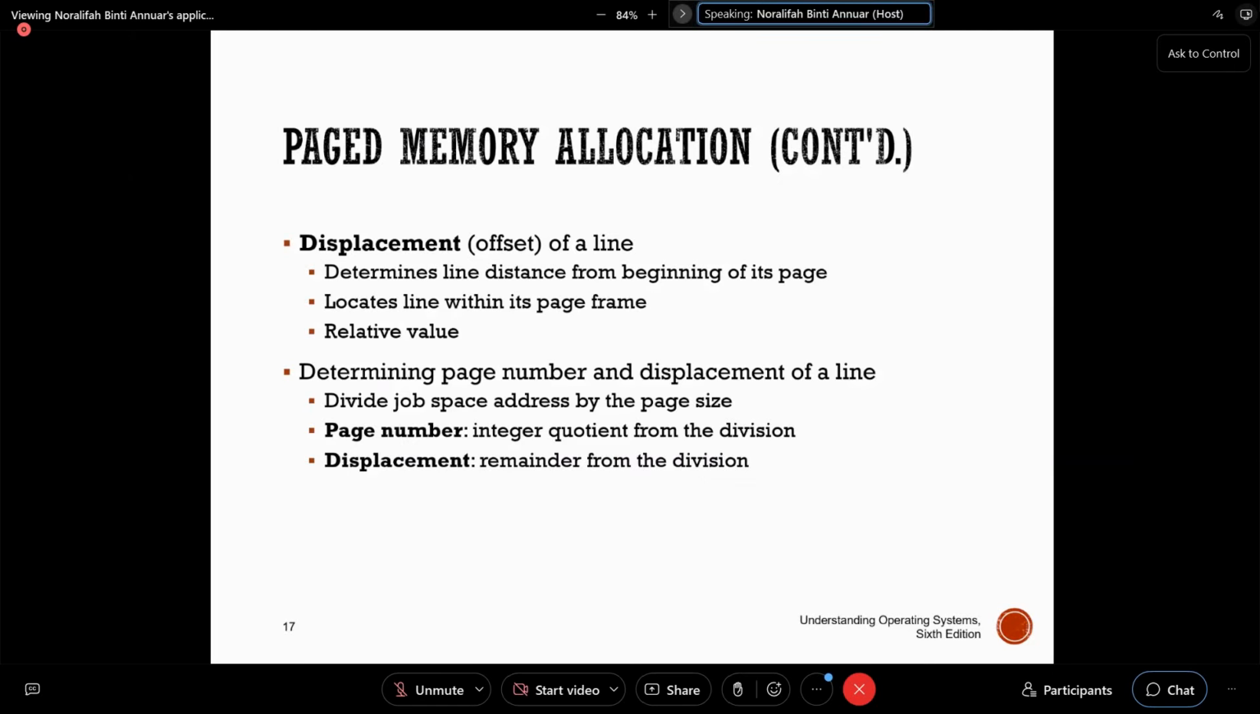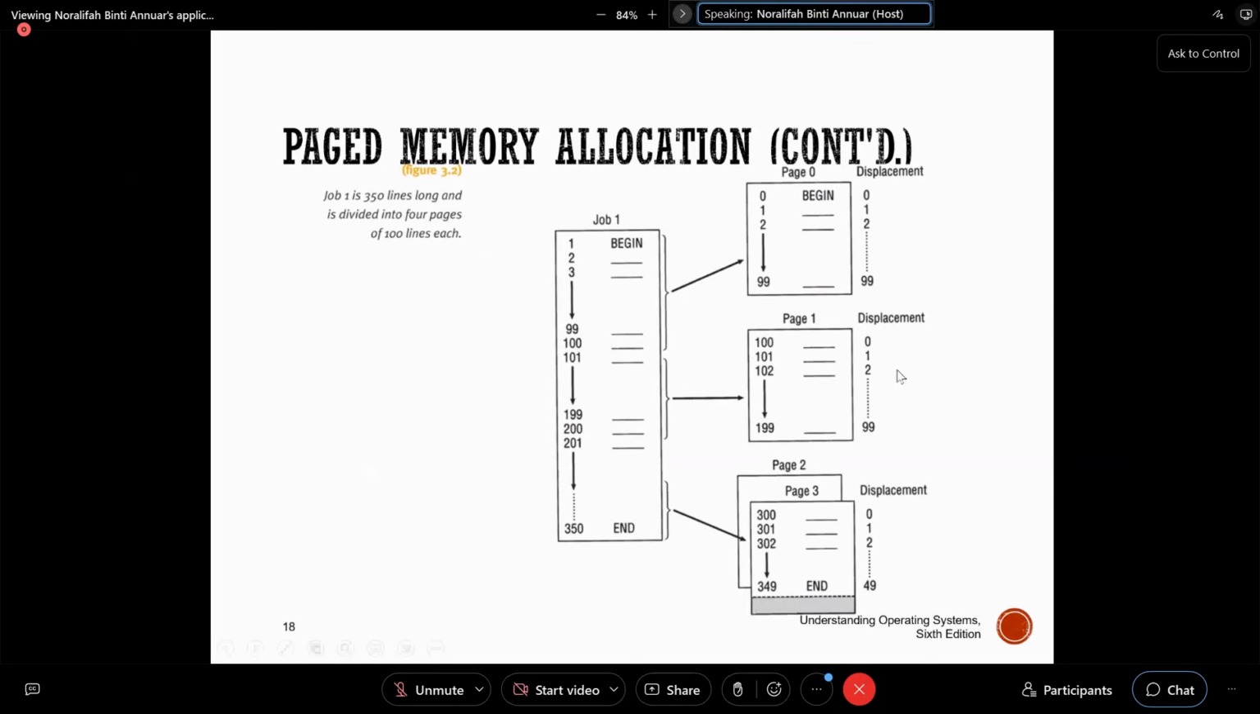located line within each page frame. Ada contoh tak? Ni lah. The first line sampai the last one is dia punya displacement. Okay. Job ni kan kita dah bahagikan into 4 pages. So displacement dia adalah 0 hingga 999. Then they start with 0 and 99 again. 0, 99, 100 and 199. Beginning and the last address.